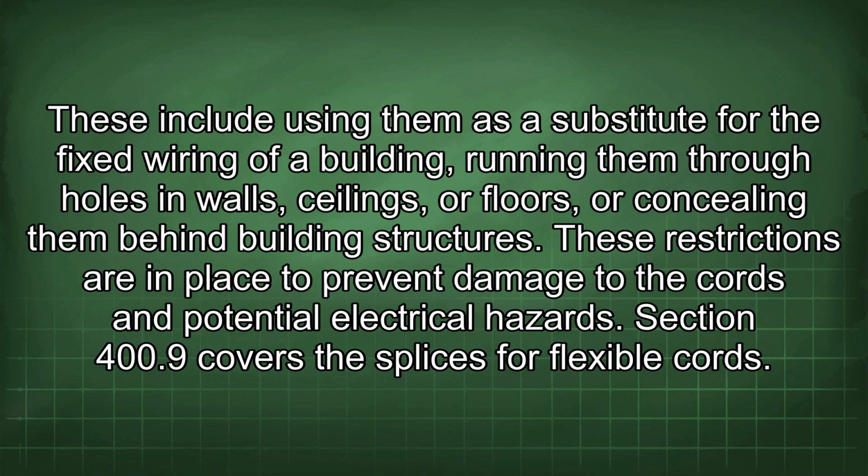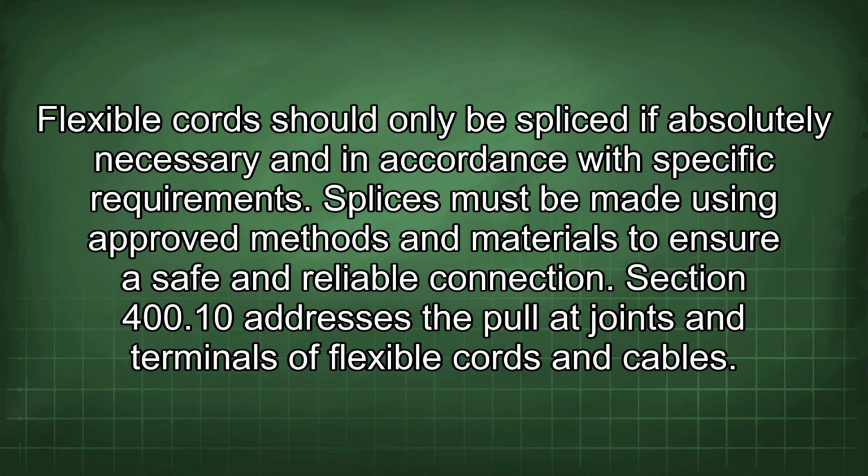Section 400.9 covers the splices for flexible cords. Flexible cords should only be spliced if absolutely necessary and in accordance with specific requirements. Splices must be made using approved methods and materials to ensure a safe and reliable connection.